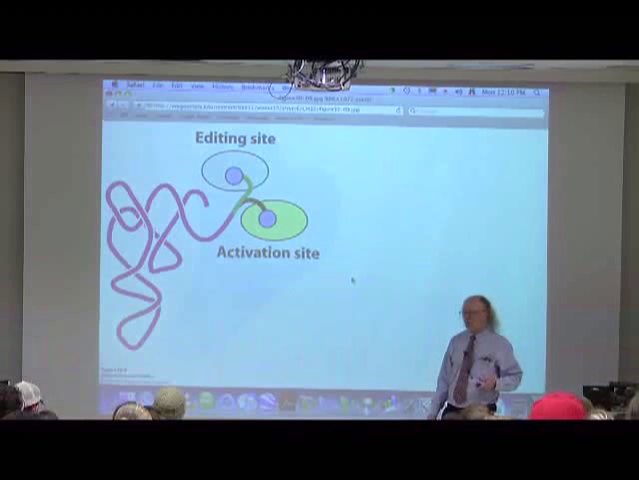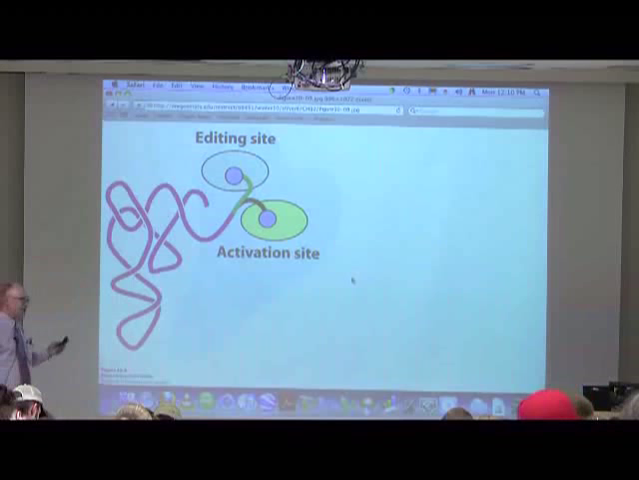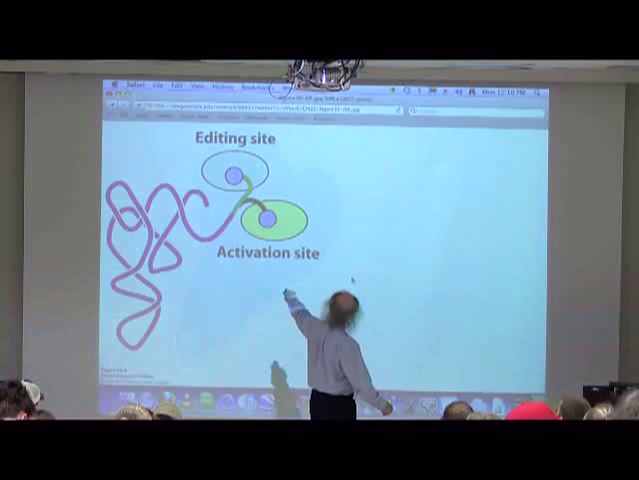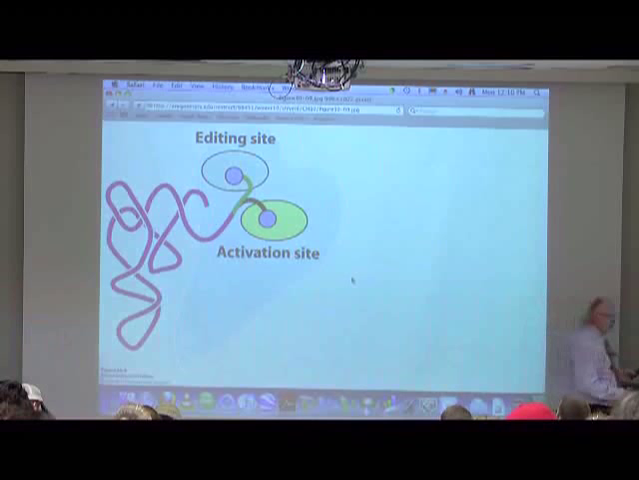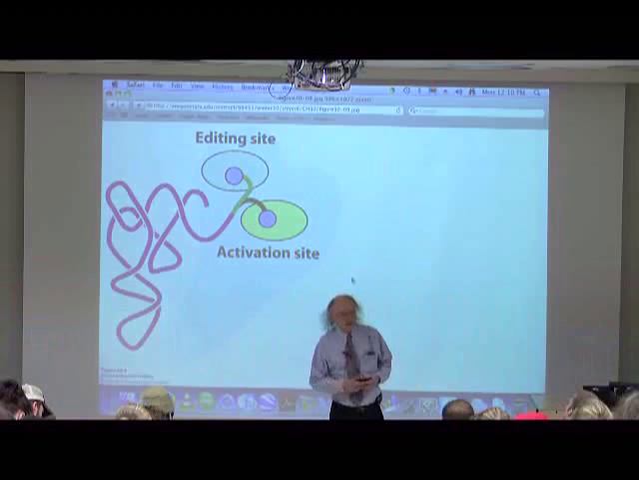The editing site is checking to see, is it the right thing? Okay? So this is where the quality control is done, and this is in the aminoacyl tRNA synthetase. So that little very light blue thing that you see right there is the enzyme that's catalyzing the formation of that bond. It flips out of one side of the enzyme, goes into the other side of the enzyme, and the enzyme ensures that the right amino acid has been placed upon it.